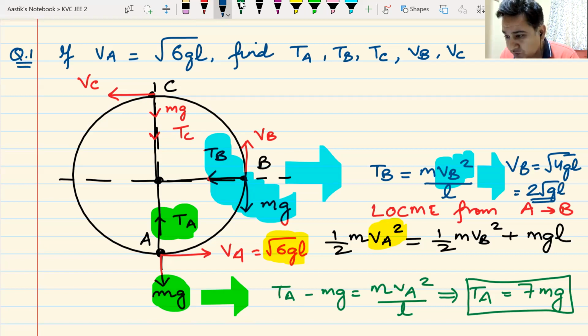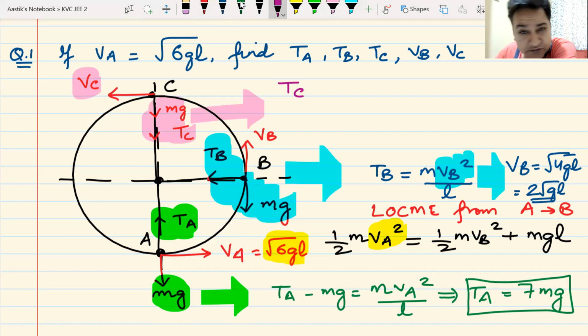Yes or no? Yes, sir. Great, well done. Then I come to the last but not the least, the pink equation. Can you tell me what is the pink equation? From A to C. No, I tried the pink equation first, the equation for tension.